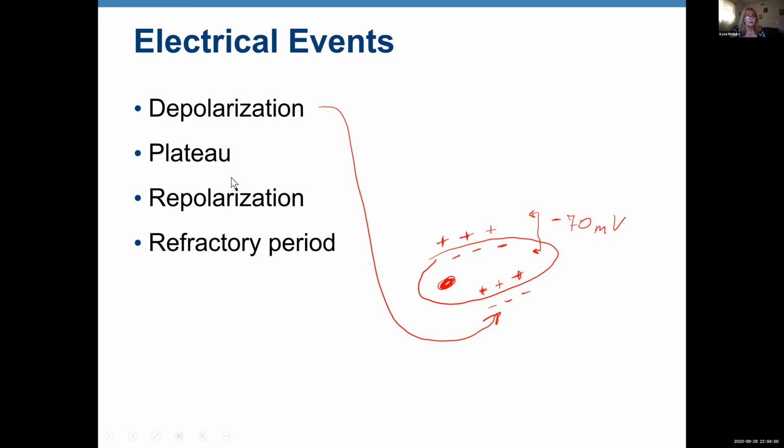Plateau is a new phase that is not present in the electrical events of your neurons, but for your heart cells, yes. So again, cells are polar. Today we're talking about the myocyte, your cardiac muscle cells. The cells are polar, negative charge inside, positive charge outside. When the inside of the cell goes towards zero and towards positive charge, this is depolarization, and then back to negative inside, repolarization.